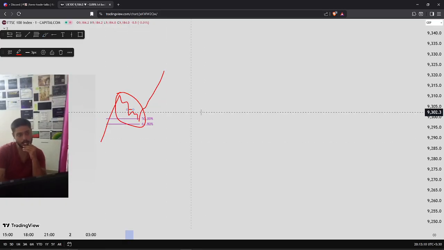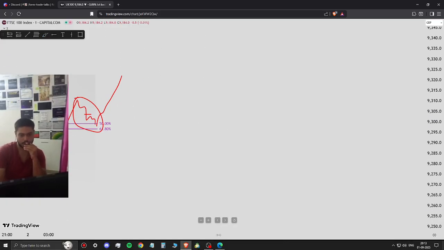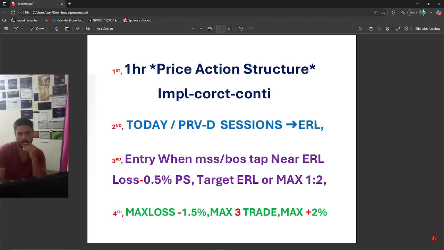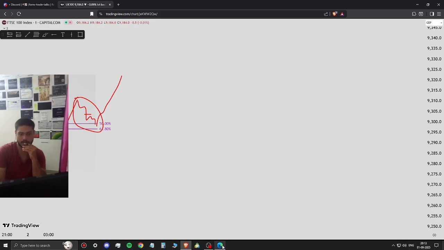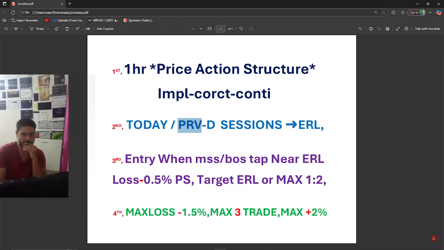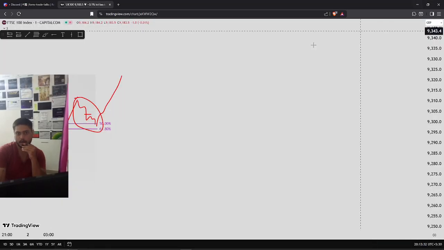So basically that's what I try to do. And also the second thing is, I always try to trade only, I always try to target only external range. So all my TPs are external range liquidity. And what's external range liquidity for me? Today's past sessions or previous day's sessions. All three sessions are my external range liquidity.